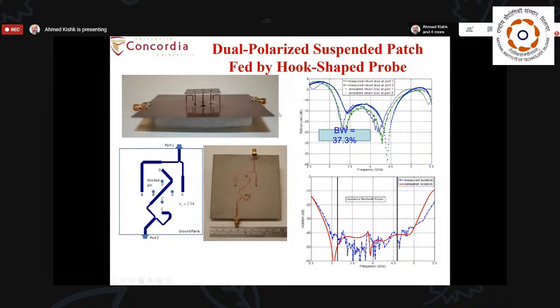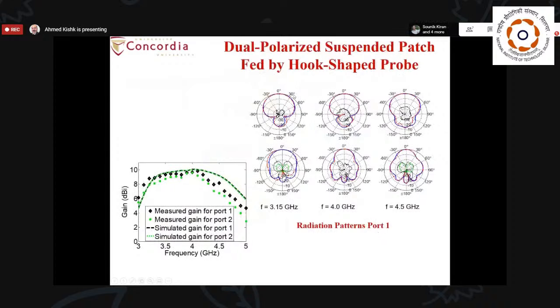When you look at this patch, it achieves about 37% matching bandwidth, and within the same band, we have 40 dB isolation between the 2 polarizations. So this is an excellent performance for a wideband dual polarized antenna. And this is a sample of its radiation pattern at different frequencies. And again, the maximum gain is about 10 dB for this antenna.